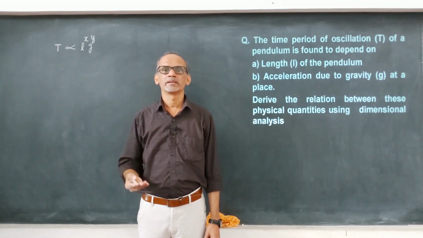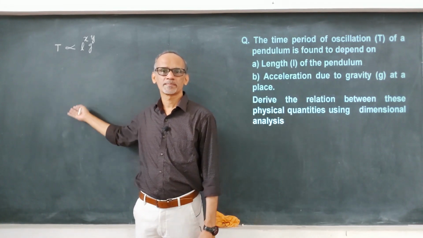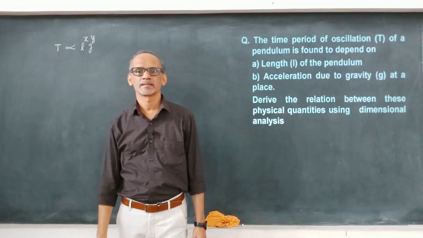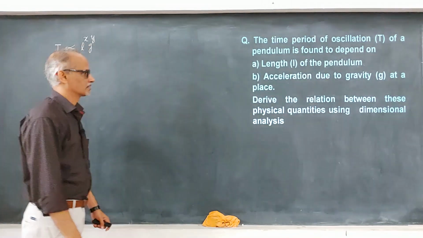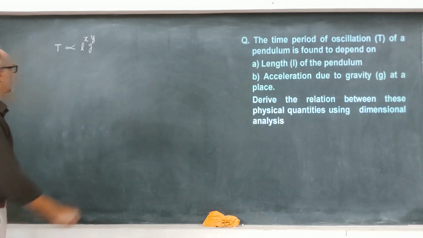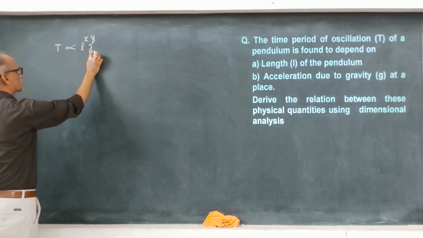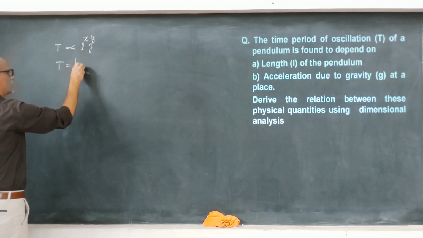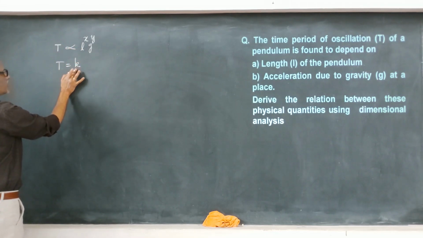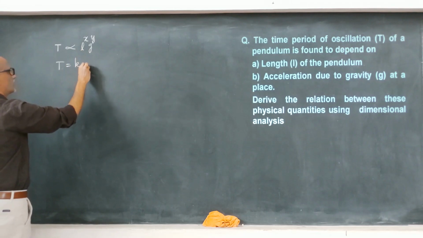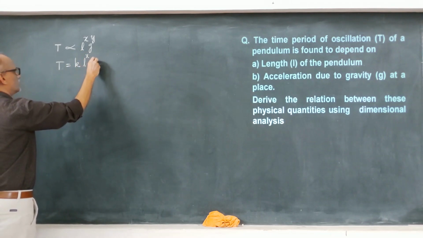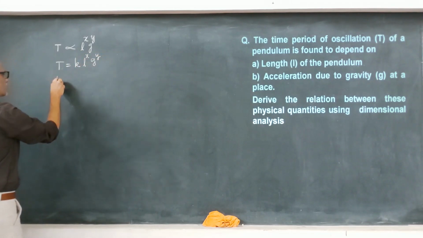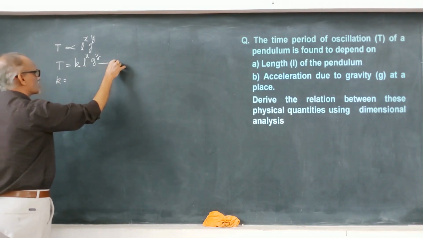Okay. Derive. So, you have to write all the steps one after the other. So, that is why listen carefully. This is an important question. Right. So, T is proportional to L to the power x, G to the power y. The proportionality symbol, we replace it by a constant, is equal to k, where k is a constant. L to the power x, G to the power y. I am going to consider this as equation 1.